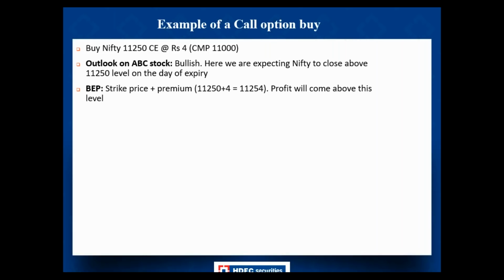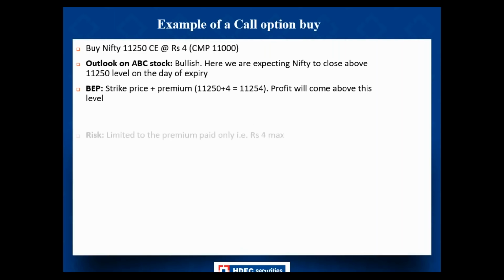That would be your strike price plus the premium. That is 11,250 plus 4. It comes out to be 11,254. So the moment Nifty expires above 11,254, your profits will start coming in. And this break-even point is calculated as per expiry level.